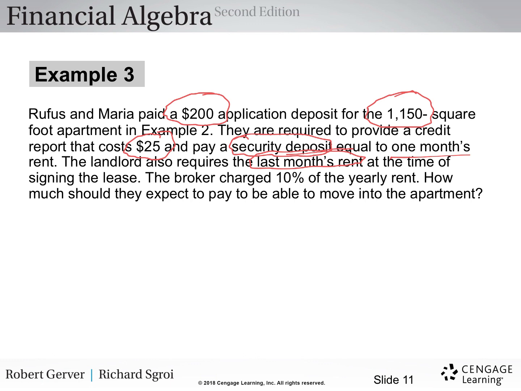Finally, the broker charged 10% of the yearly rent. How much should they expect to pay to be able to move into the apartment? So when they move into the apartment, how much is it actually going to cost them out of pocket?